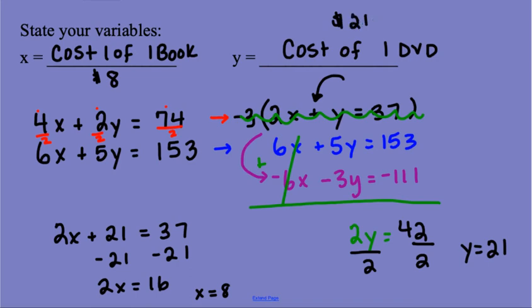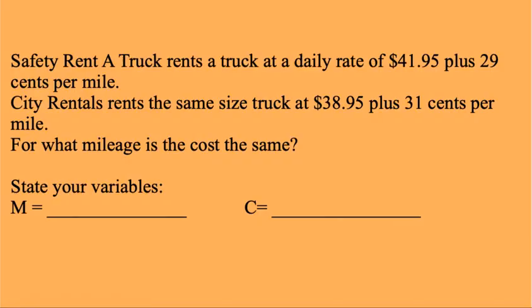All right, one more example that I'd like us to talk about is the last one, towards the end of the page. Safety rents a truck at a daily rate of $41.95 plus 29 cents per mile, and City Rentals rents the same truck at $38.95 plus 31 cents per mile. For what mileage is the cost the same?